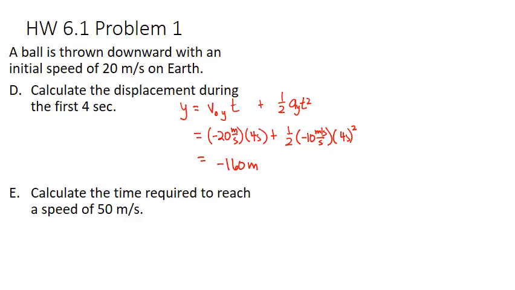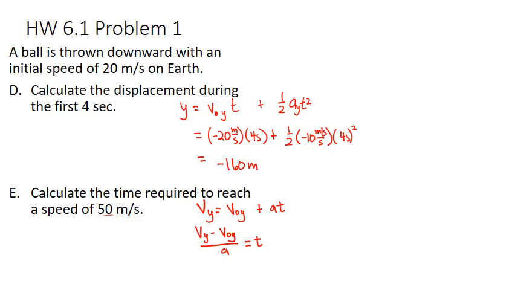Calculate the time required to reach a speed of 50 meters per second. I forgot to mention this on task D, but you always want to write your equation in variable form first. Again, it's just part of the problem solving method that will always lead to success. So here I've got a final velocity. I know my initial velocity, and so I'm going to use this equation. And since I want to know time, I'm going to solve for time. And now I'm just going to plug in my values.